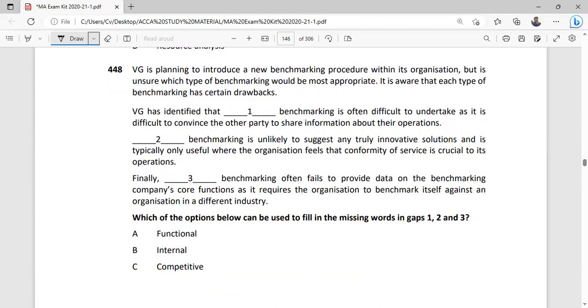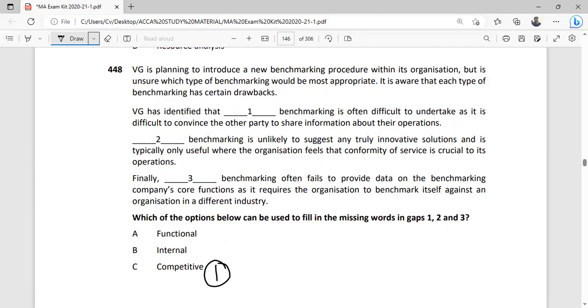VG is planning to introduce a new benchmarking procedure within an organization, but is unsure which type of benchmarking would be appropriate. It is aware that each type of benchmarking has certain drawbacks. VG has identified that number one, dash benchmarking, is often difficult to undertake as it is difficult to convince the other party to share information about their operations. For number one, we are talking about competitive. It is difficult to arrange data from the competitors.